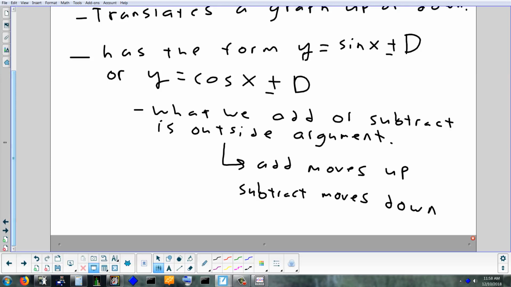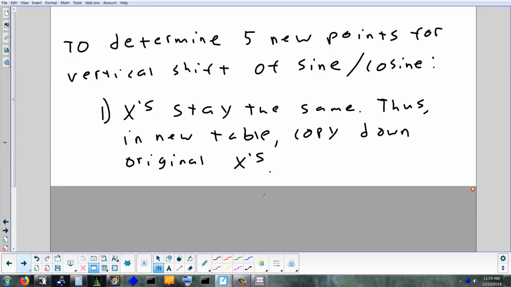Okay, so when we do a vertical shift, what values are not affected at all when you shift vertically? Chris? The x values are not going to be affected at all, and that's great because the x's are all the ones we don't like to deal with. We don't have to deal with them. You don't mess with the 0, the pi over 2, the pi, the 3 pi over 2, or the 2 pi. You keep them all exactly the same.